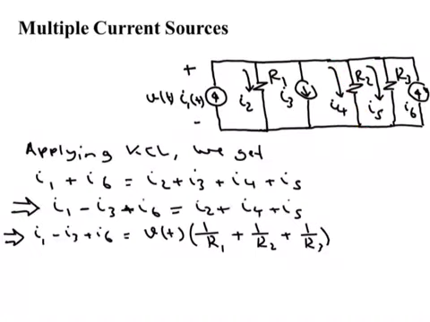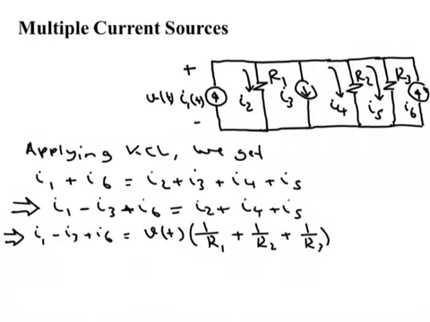I replace I2, I4, and I5. I replace I2 by V over R1, I4 by V over R2, and I5 by V over R3, as shown here. Okay, and then this is now the equivalent. This is 1 over the equivalent resistance. A current, the equivalent current.